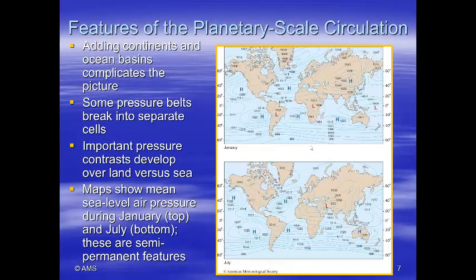So now let's add in continents and ocean basins into our idealized planet, and we see this starts to complicate the picture. So what you see is along 0 degrees, so along the equator, we see some lows. And at about 30 degrees south, we see some highs. And 30 degrees north, we see some highs. Along 60 degrees, we see these lows. And at negative 60 degrees, we'll also see these lows.